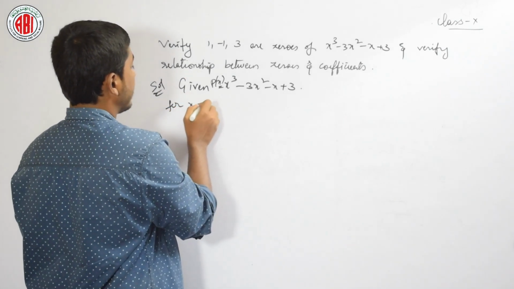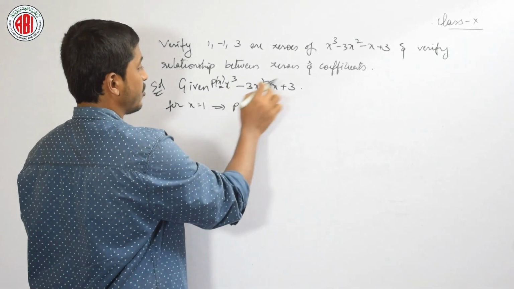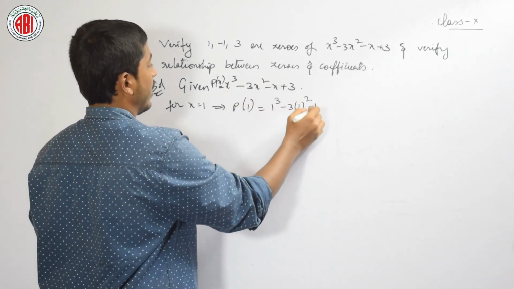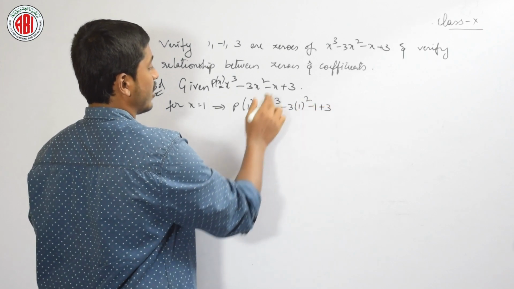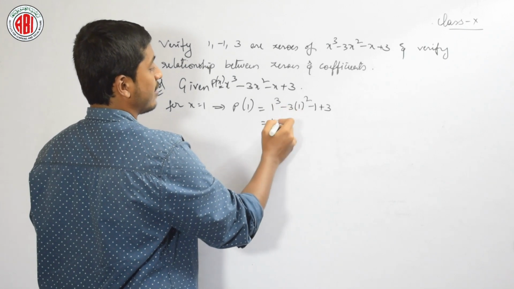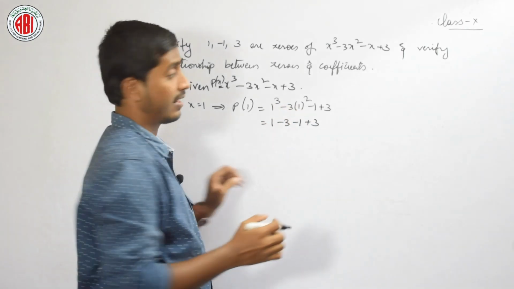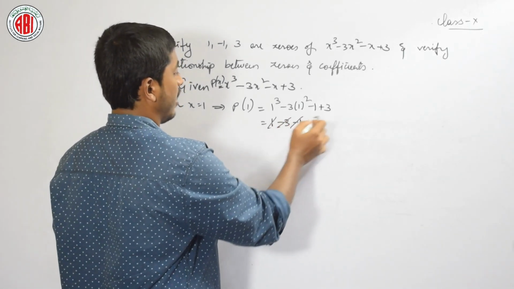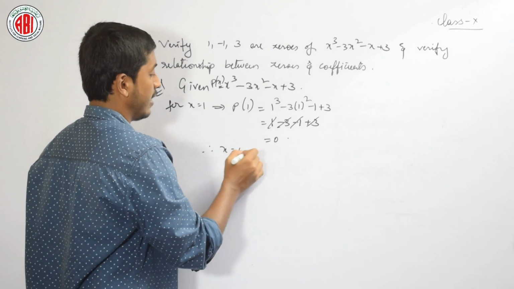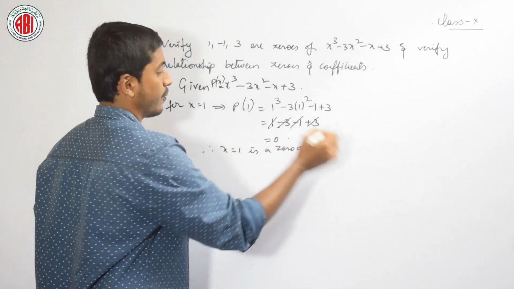For x is equal to 1, that is p of 1 is equal to, let us substitute 1 in everything, 1 cube minus 3 into 1 square minus 1 plus 3. What is 1 cube? 1, 1 square is 1, minus 3, 3 into 1 is minus 3, minus 1 plus 3, is it right? 1 minus 1, 3, 3 get cancelled, it becomes 0. Therefore, x equal to 1 is a 0 of p of x, right.